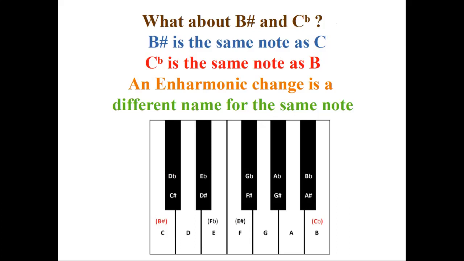But what about B sharp and C flat, you might ask me? Well, B sharp is the same note as C, because if you go a semitone up from B, we get to C. So B sharp is the same as C. And C flat is the same note as B, because if you were on C and you went a semitone down, you would actually get to B, because there isn't a black note between B and C. Again, an enharmonic change, which is a different name for the same note.